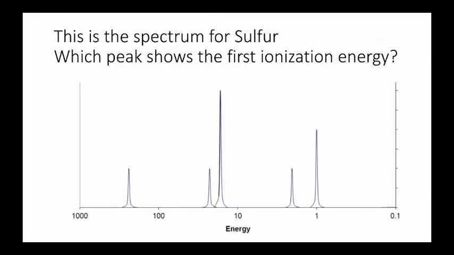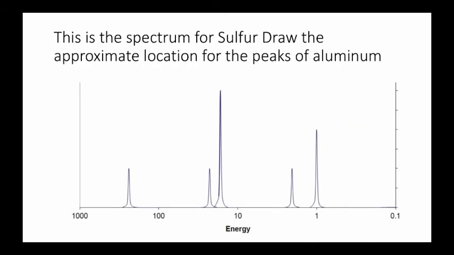Okay, here's another fun question. This is the spectrum for sulfur. Which peak shows the first ionization energy? Well, the peak that shows the first ionization energy is going to be the one with the lowest binding energy, and it will be this peak here. Low binding energy means low ionization energy.